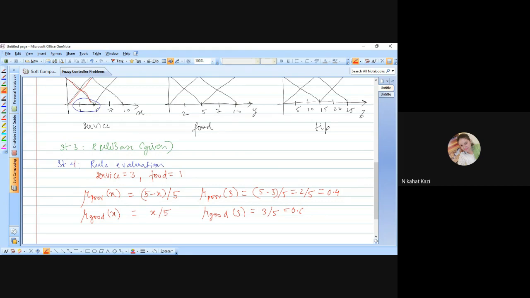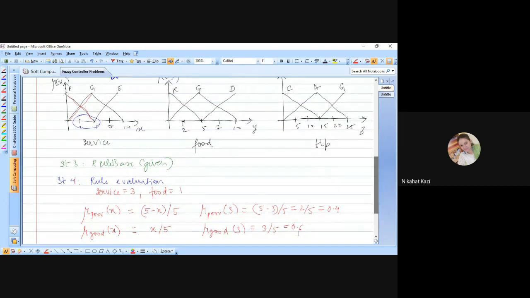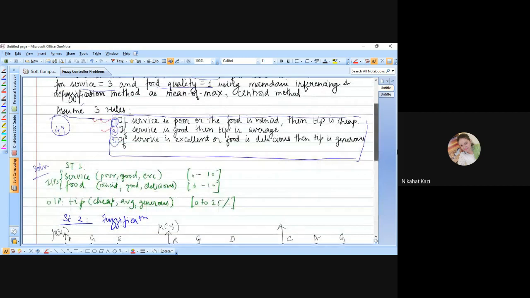What about food? Food is having which rule? Only one rule, the first one. And that is rancid. Food is rancid. So we will not consider food as good. We will consider food as rancid, because we do not have a rule which is having food as good.